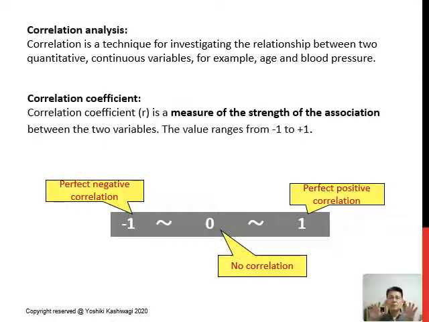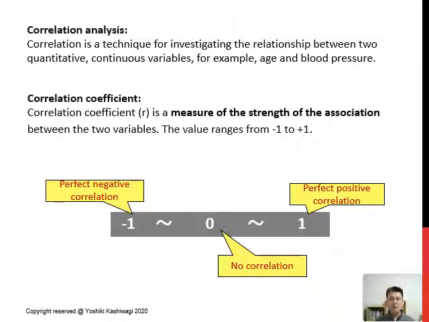And what does it mean by positive correlation? That means, let's take two different data sets. If one data goes up, the other one also goes up simultaneously, and when this number goes down, this number also goes down. That shows positive correlation.